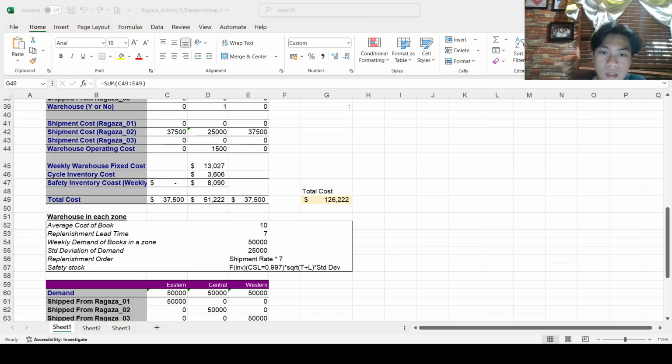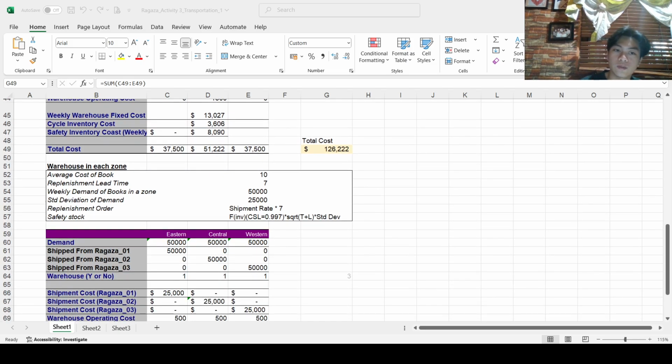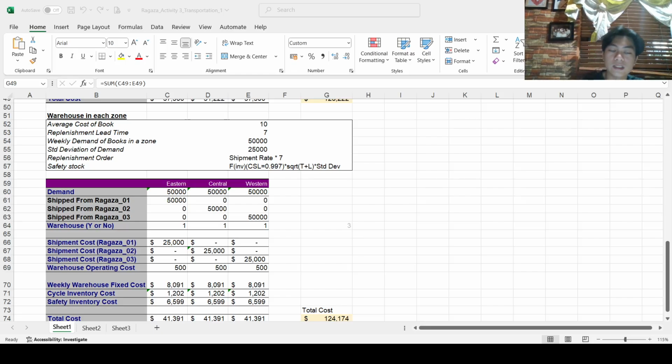Now moving on to the next and then last table, as we can see in this section, there is a changes made for the replenishment order. And now there is, here we go, shipment rate times 7, and for the safety stocks formula changes as well.